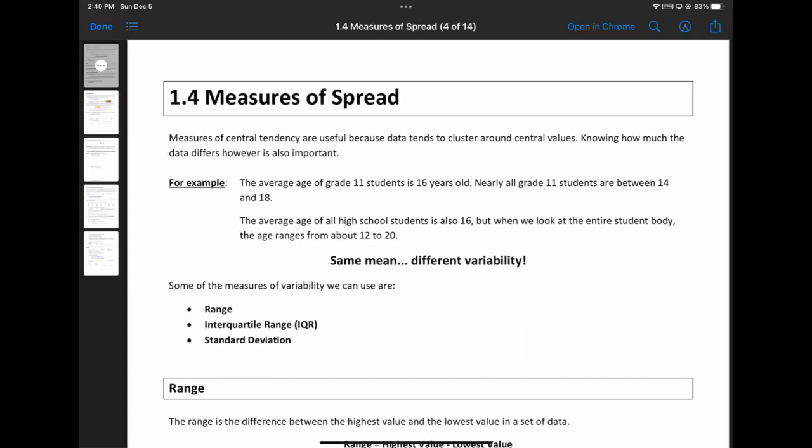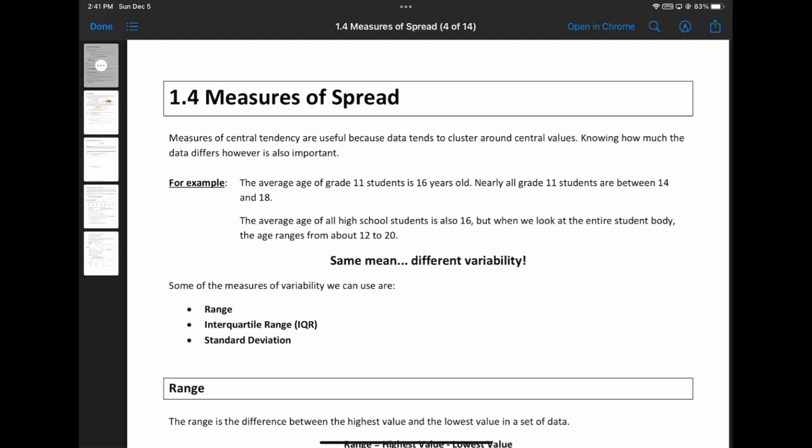So just as an example, if you think about the average grade 11 student at your school, the average grade 11 student is probably around 16 years old. However, the average student in your entire school is probably also around 16. So they have similar central tendencies, but your school age for your entire population, all your students at your school, would vary quite a bit more than just the age difference in the grade 11s, which are all going to be 16 or very close to 16.